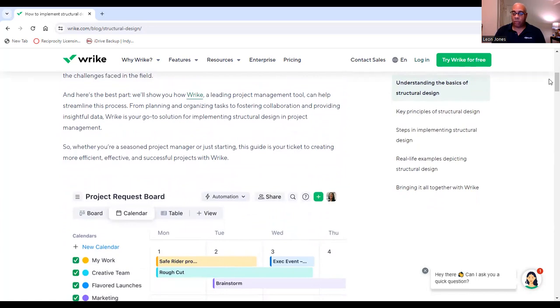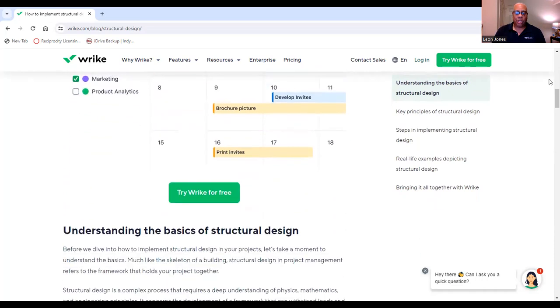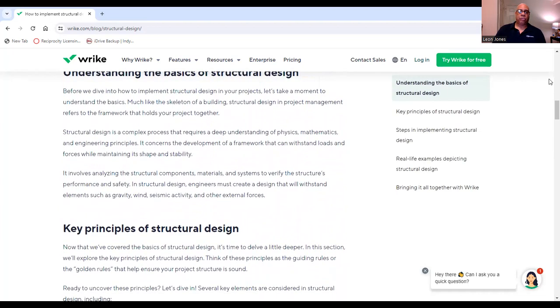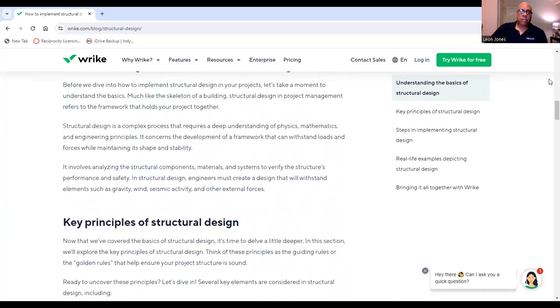Now, whether you are a seasoned project manager or just starting, one thing you need to know about structures is you need to know about the calculations and how they work. So let me say this, I'm going to make this short. Before we even implement structural design in any project, I'm going to take a moment to get you to understand the basics. Much like the skeleton of a building, when we deal with structural design and project management, it basically refers to the framework that holds the project together.